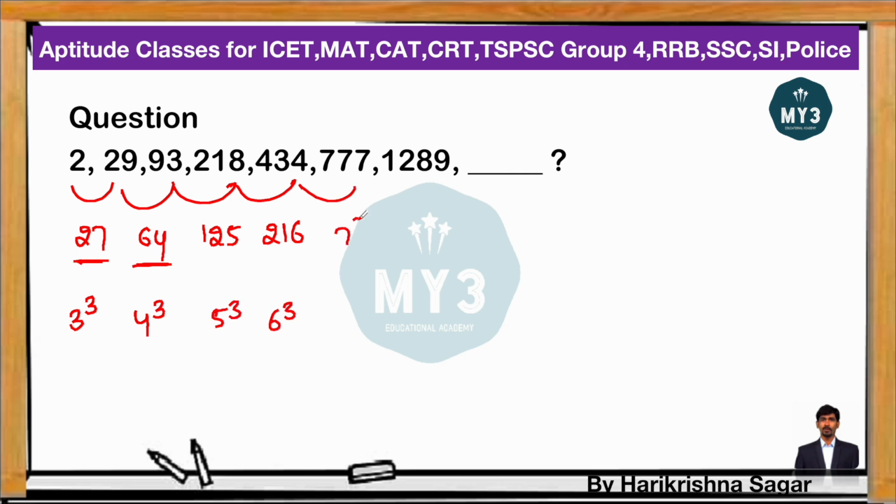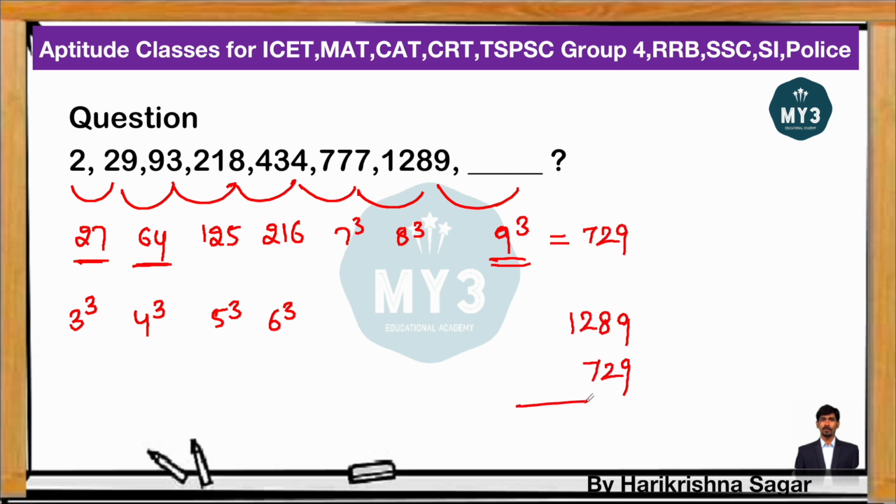The next one will maintain a difference of 7 cube. Next one will maintain a difference of 8 cube. Next one will maintain the difference of 9 cube. What is 9 cube? 9 cube is 729. So your answer must be 1289 plus 729. So sum of these numbers should be your final answer. This is going to be 2018. That is the next term which is going to come in the sequence.